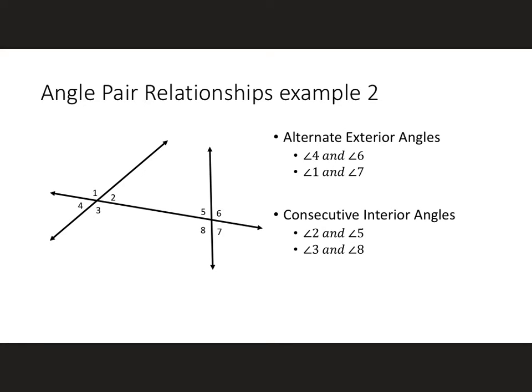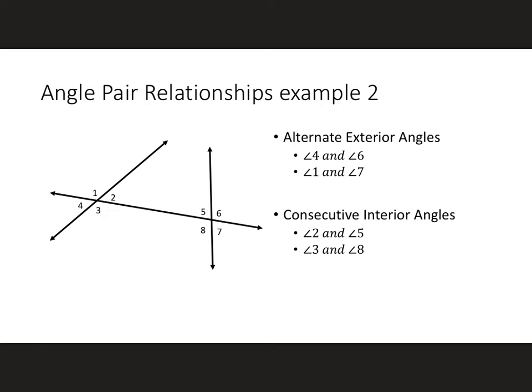We also have alternate exterior angles. 4 and 6 alternate. They're on different sides of the transversal, and they're outside of the two lines, so they're exterior. And 1 and 7 also alternate on the transversal and are outside the other two lines.